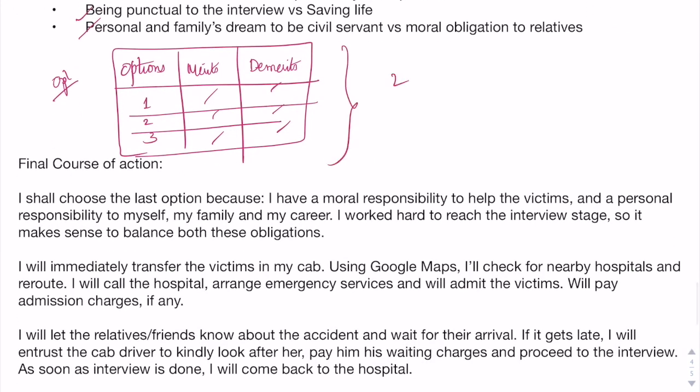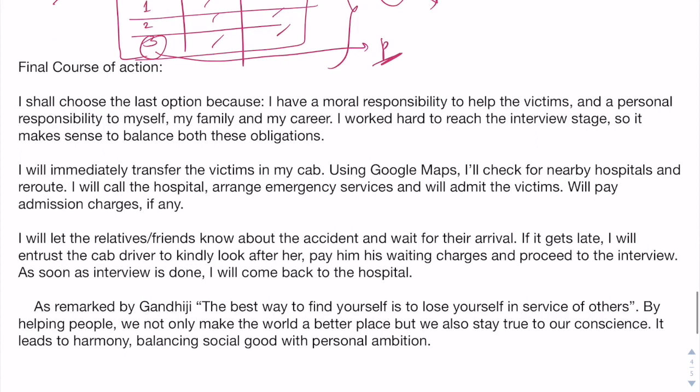In these options, 2 will tend to be extreme options where you let go of one and then choose the other one, and the third option would be something practical which will be a balance of 2, where you try to get the victims to the hospital and at the same time try to reach the interview in time. So here in the final course of action, you do mention in detail how you will implement this. You'll write in specific details with clear steps, such as first you will immediately transfer the victims to the cab. Using Google Maps, you will go to a nearby hospital and admit them and pay any charges if required. Then you let your relatives and friends know about the accident, wait for the arrival, etc., etc.